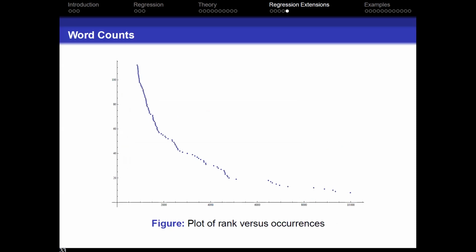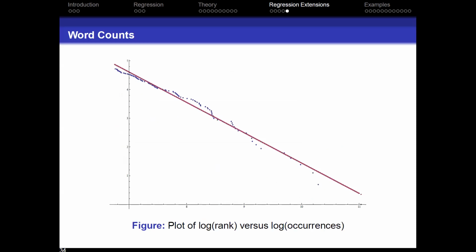Here is a plot of rank versus occurrences for word counts. And again, no idea what form that is. But if I do a log-log plot, it's not perfectly linear, but there is definitely a good general linear trend in what's going on.